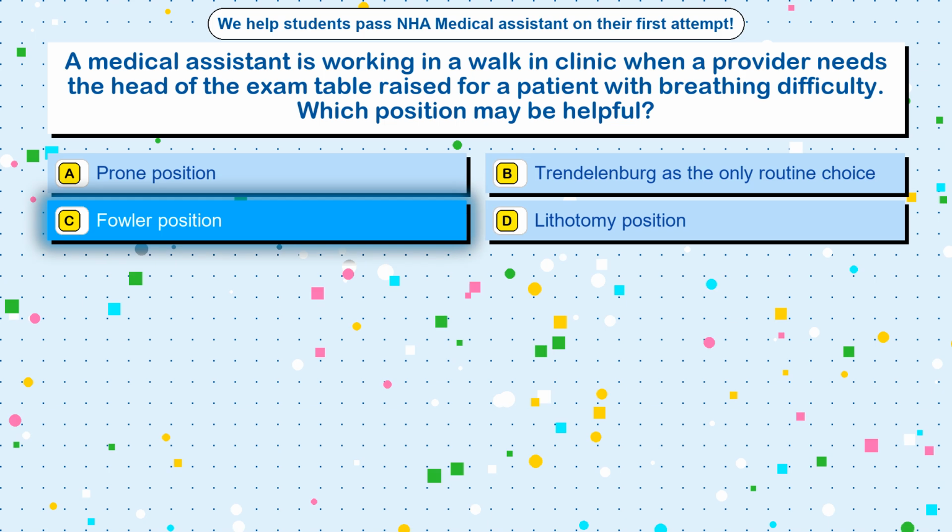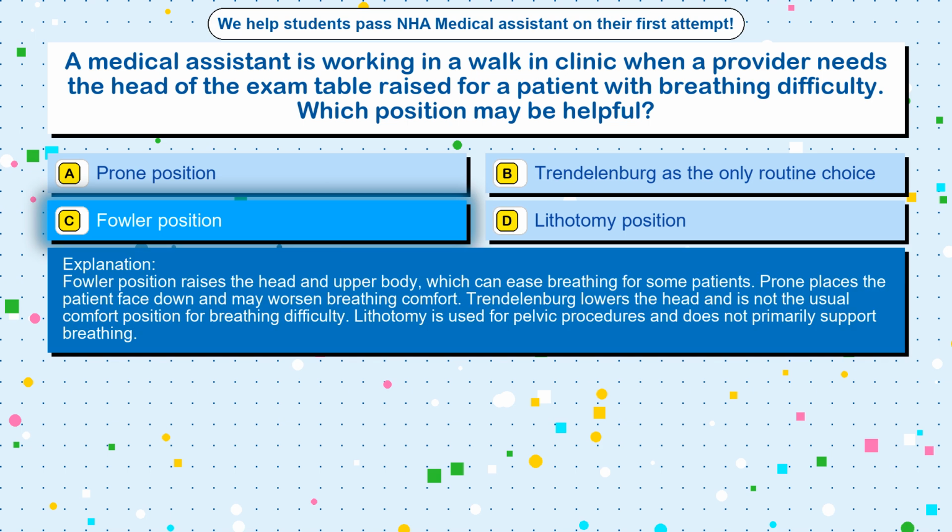The correct answer is option C, Fowler position. Fowler position raises the head and upper body, which can ease breathing for some patients. Prone places the patient face down and may worsen breathing comfort. Trendelenburg lowers the head and is not the usual comfort position for breathing difficulty. Lithotomy is used for pelvic procedures and does not primarily support breathing.